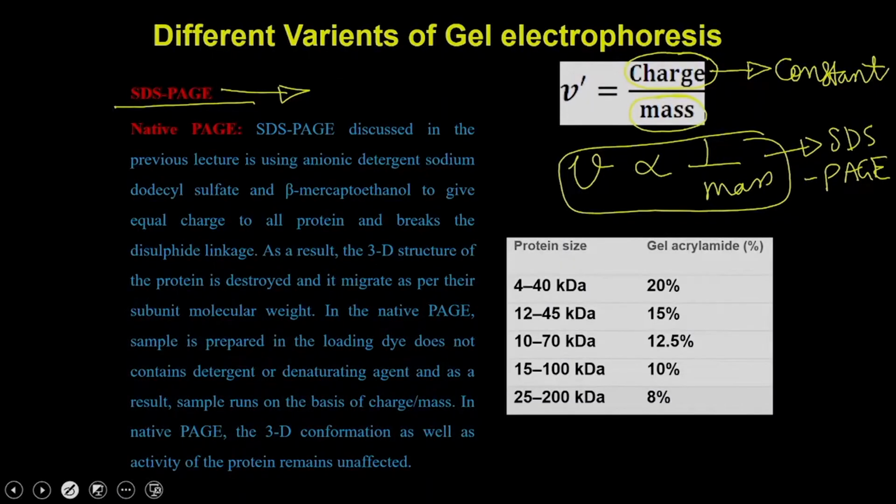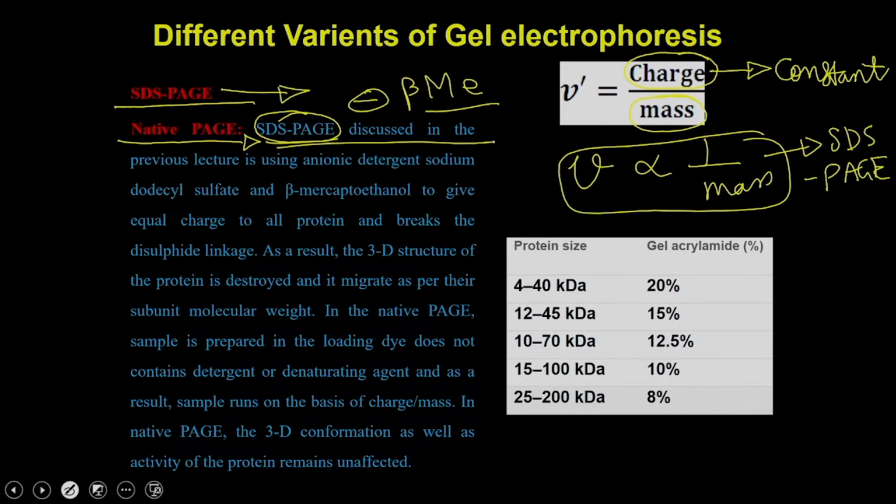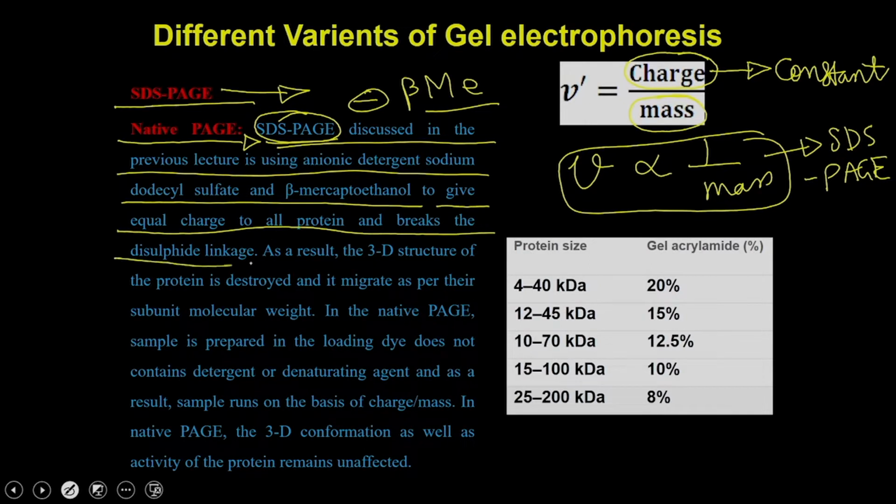Apart from SDS PAGE, you can also have native PAGE. Native PAGE means you are not going to have SDS in the reactions, or any kind of denaturing agent such as beta mercaptoethanol. SDS PAGE, as discussed in the previous lecture, uses the anionic detergent sodium dodecyl sulfate and beta mercaptoethanol to give equal charges to all the proteins and break the disulfide linkages. As a result, the 3D structure of the protein is destroyed and it migrates as per its subunit molecular weight.